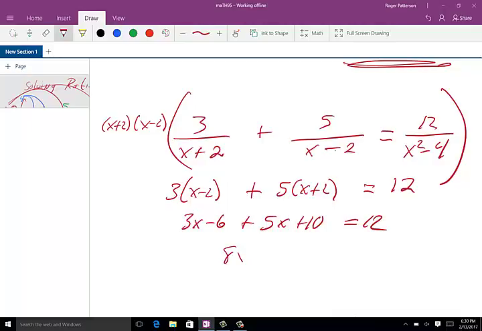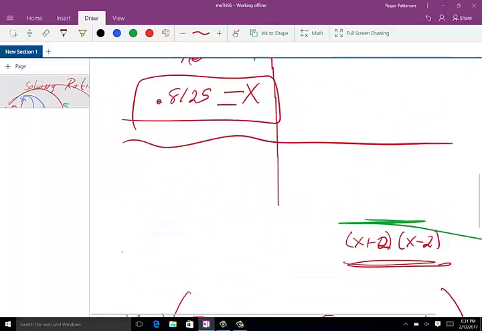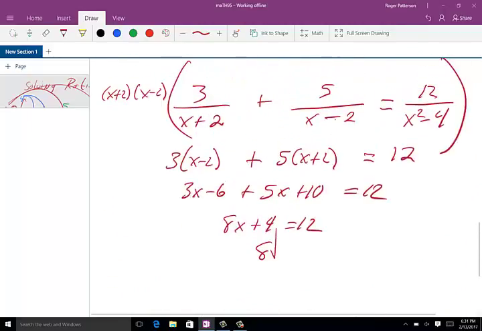So we're going to get 8x plus 4 equals 12. Oh my gosh. Oh, this is because I got this one out of the book. 8x equals 8, so x equals 1. How about that? Okay.